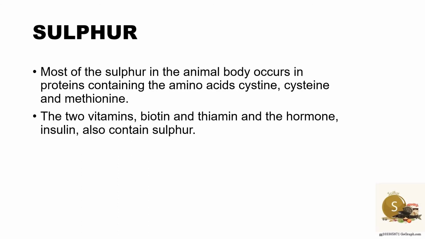Then another one is yung sulfur na tinatawag. So most of the sulfur in the animal body occurs in the proteins containing the amino acids cysteine and methionine. So yung mga proteins that have a component of cysteine and methionine, most of it contains also yung sulfur. Yung vitamins rin na biotin and thiamine, at saka yung hormone na insulin, it also contains sulfur.